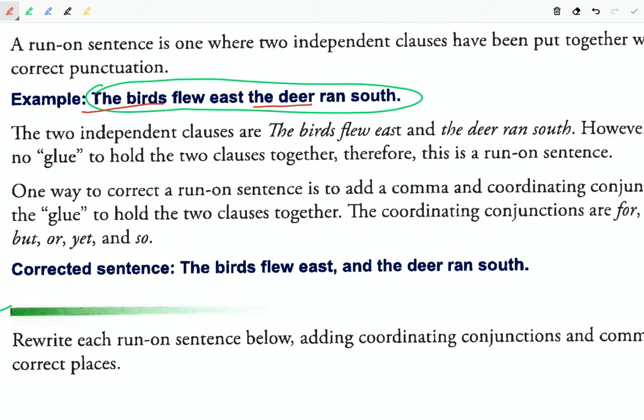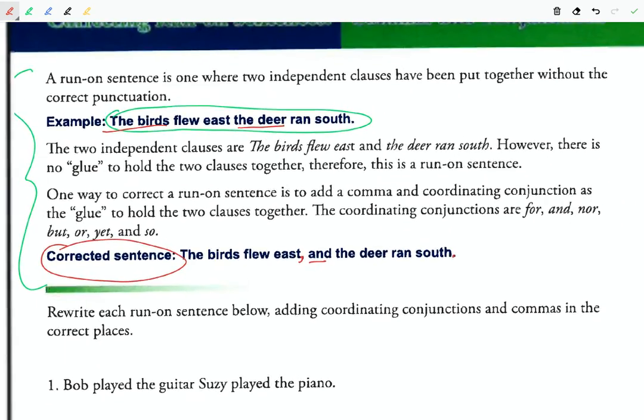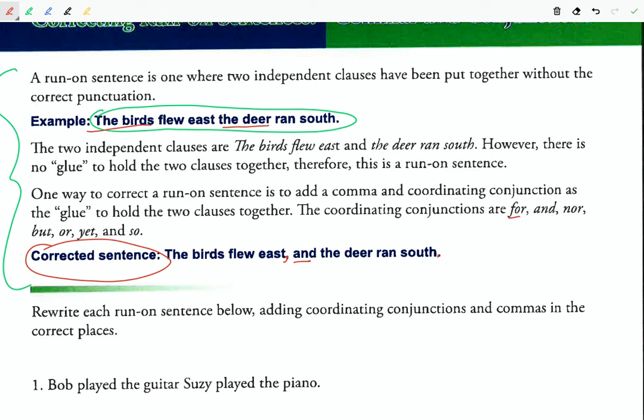Okay, and so here's how to correct that one sentence. The birds flew east, here's the comma, and that would be my coordinating conjunction. So the birds flew east and the deer ran south, and then of course the period at the end. Okay, so that's one way to correct run-on sentences, sentences that go on and on with no punctuation. You can make them into compound sentences by putting a comma and a coordinating conjunction. And the coordinating conjunction has to make sense. The coordinating conjunctions are for, and, nor, but, or, yet, and so. Remember those? I had them on the board, on a chart. So you read the sentence and then you select the coordinating conjunction that makes more sense to go in the sentence.